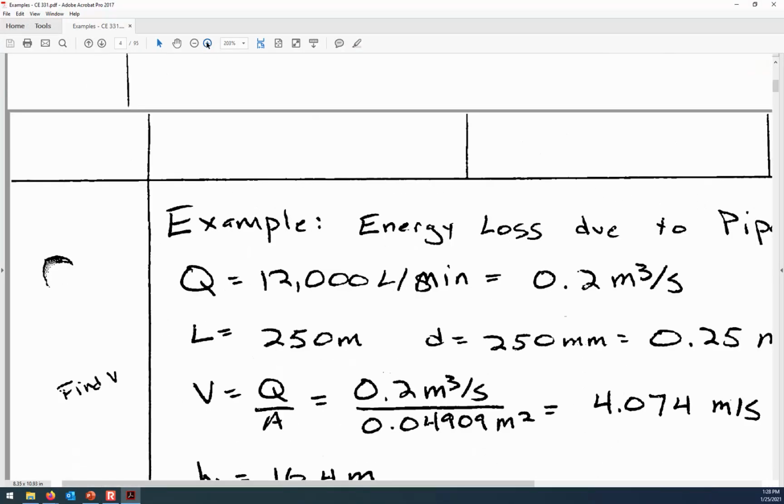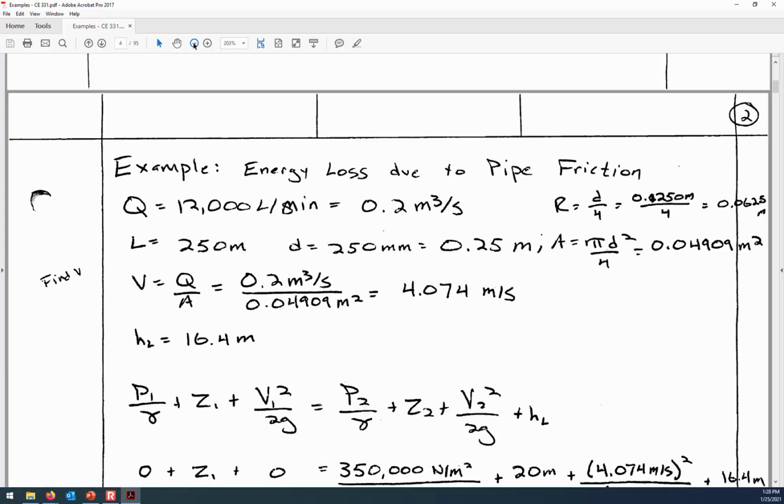Okay, let me just show you some of these preliminary calculations, and let's make sure that we're all on the same page here. The flow rate, we have to take to cubic meters per second. So there's 1,000 liters in a cubic meter, and there's 60 seconds in a minute. So 12,000 liters per minute is 0.2 cubic meters per second.